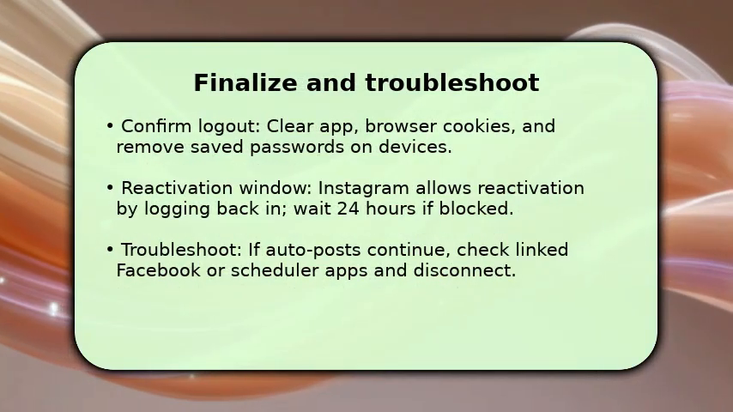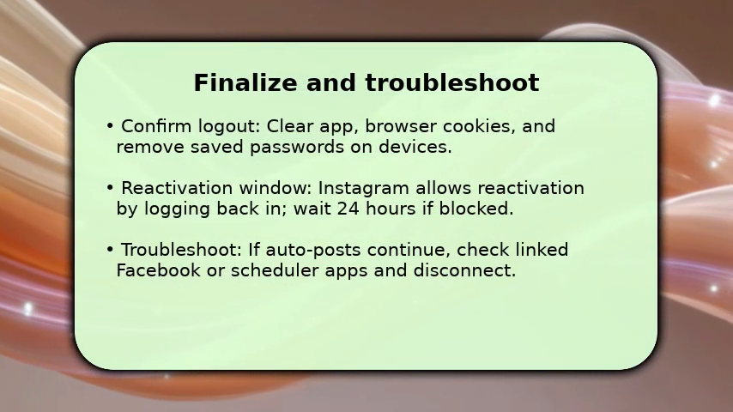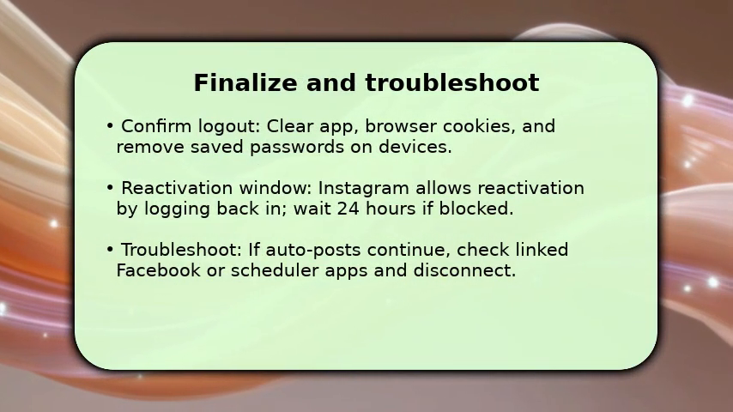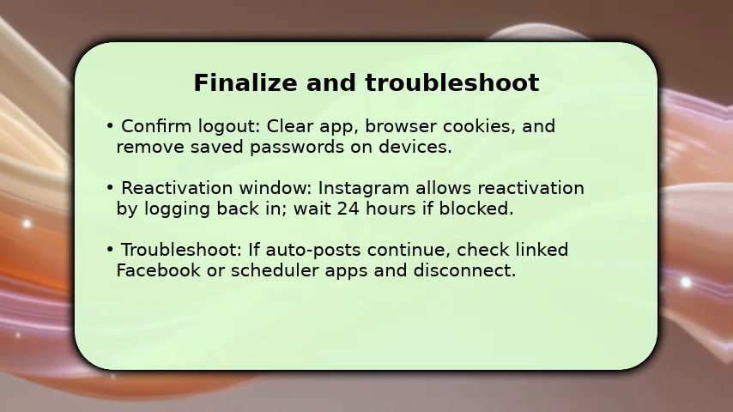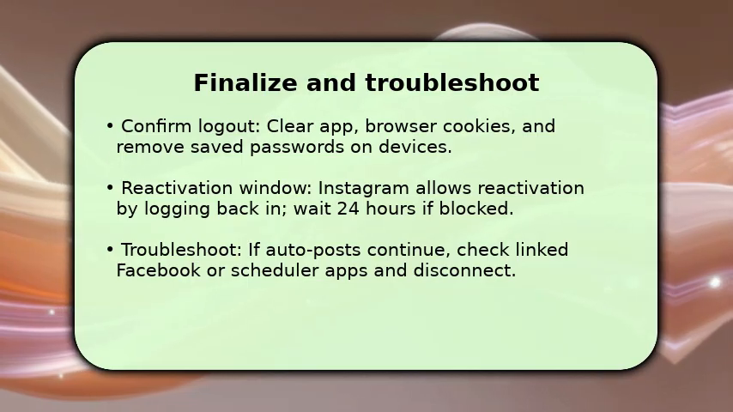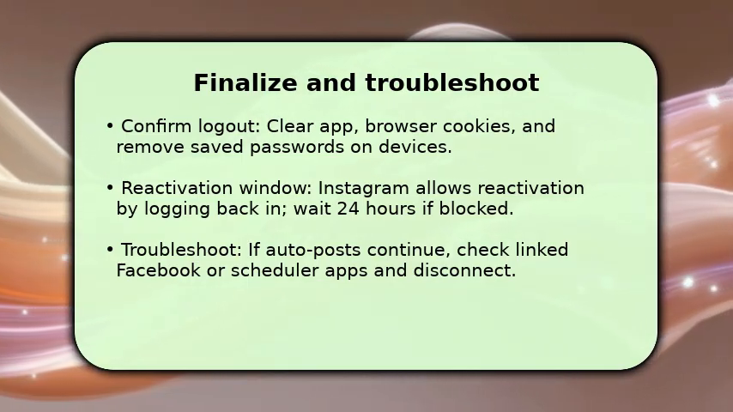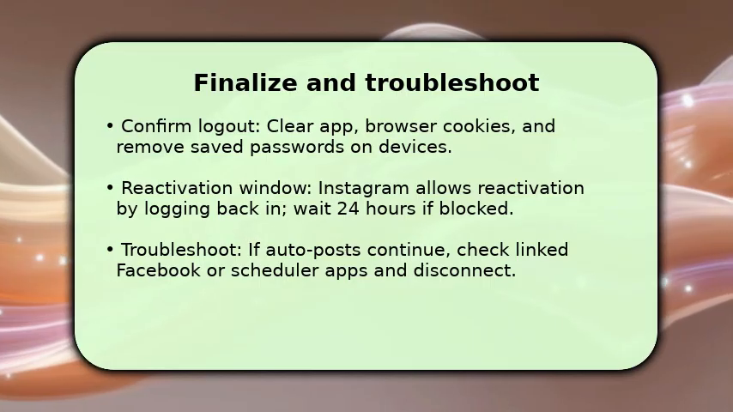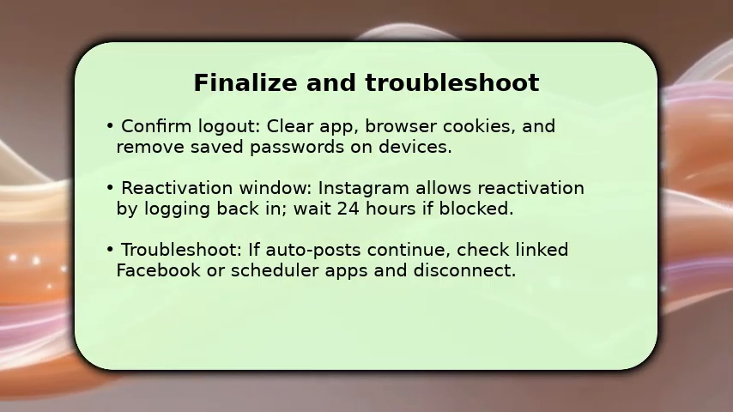Finish by ensuring you're truly inactive. Clear app cache, remove saved passwords, and log out on every device. If you disabled the account, remember you can reactivate by logging back in, but sometimes Instagram enforces a short wait. Make sure to wait 24 hours if access is temporarily blocked.